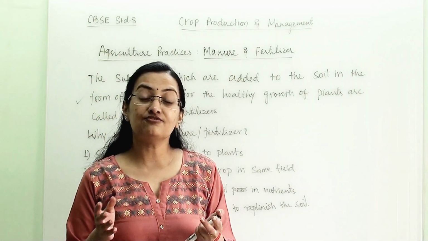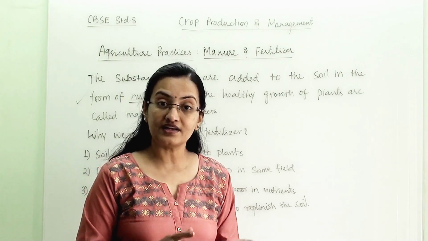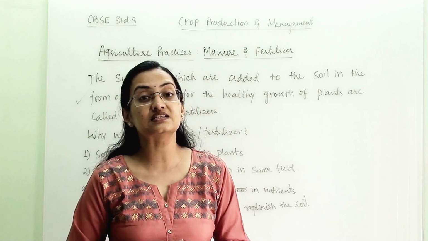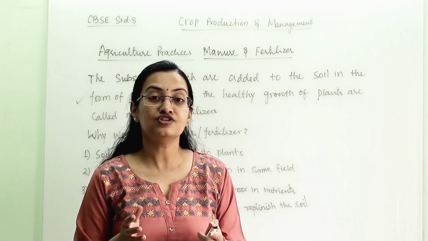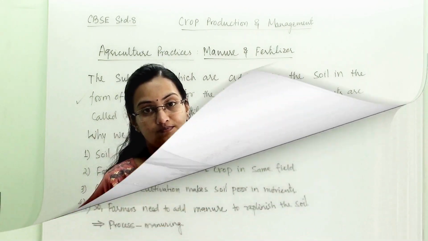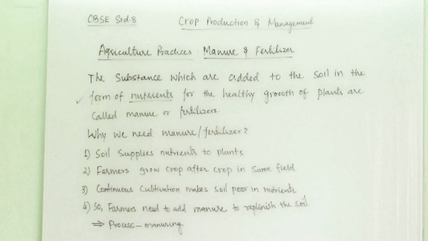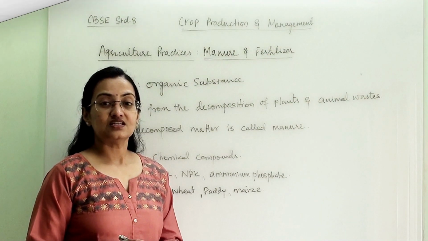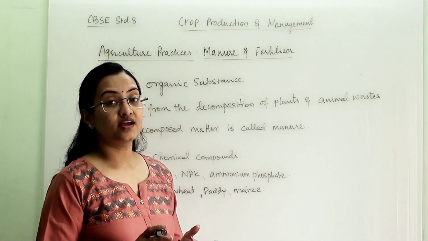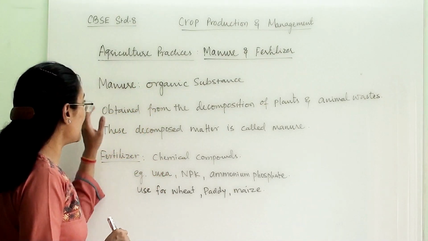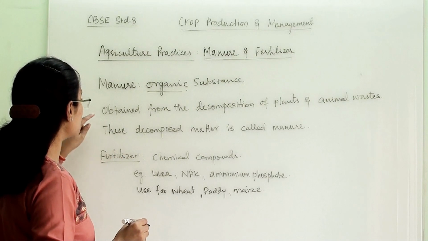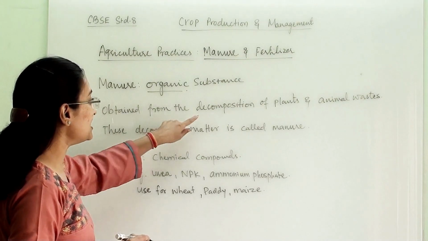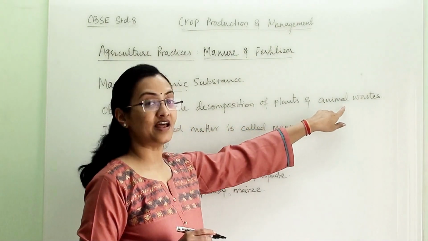Now, manure and fertilizer. Manure is an organic substance, whereas fertilizer is a chemical substance. Now let us see the difference and see which is more beneficial to us. Let us understand what manure is and what fertilizers are. Manure is basically an organic substance. It is obtained from the decomposition of plants and animal waste.